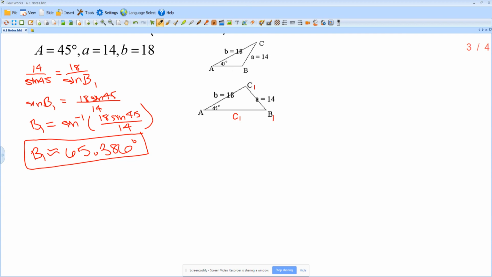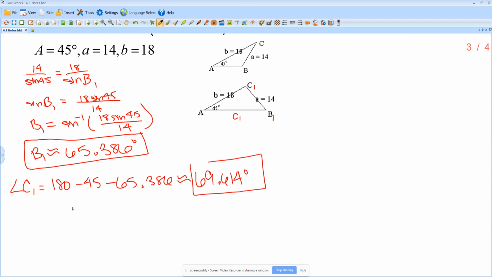Now this is asking for me to solve the whole triangle, so I actually have to go and solve for the C as well. Angle C sub 1 is equal to 180 minus 45 minus 65.386, which gives me approximately 69.614 degrees for angle C1. And then I'll use this same start, 14 over sine 45 equals little c sub 1, side c sub 1, over the sine of 69.614. When I solve that, I get c sub 1 is approximately 18.559.